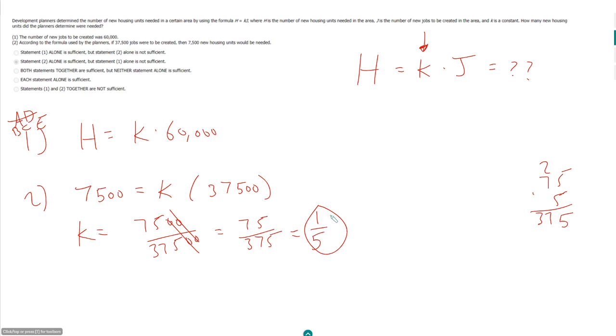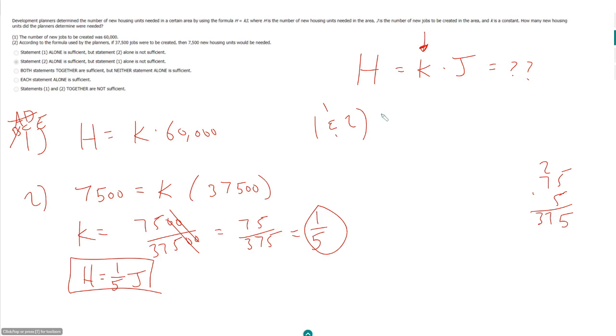So K is 1/5. Okay, now based on statement 2, I know my actual H is going to be equal to 1/5 times J. So I need to know the actual number of jobs to be created, not this hypothetical number they gave us. So I still need J. And where can I get that from? It looks like statement 1 gives me J. So statement 2 is insufficient.